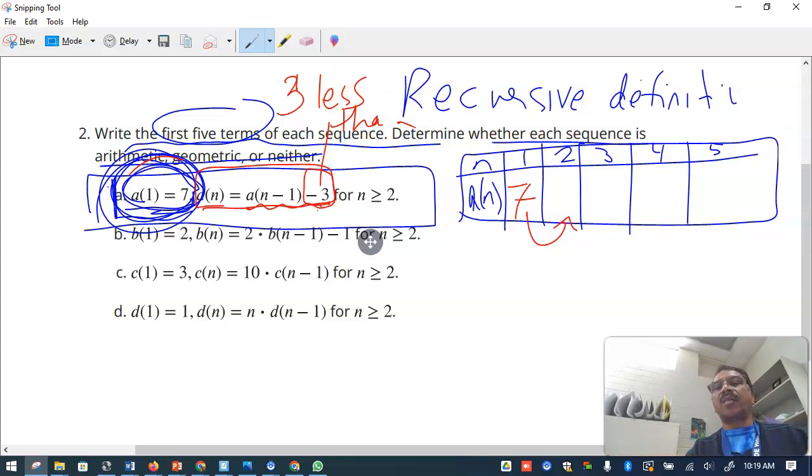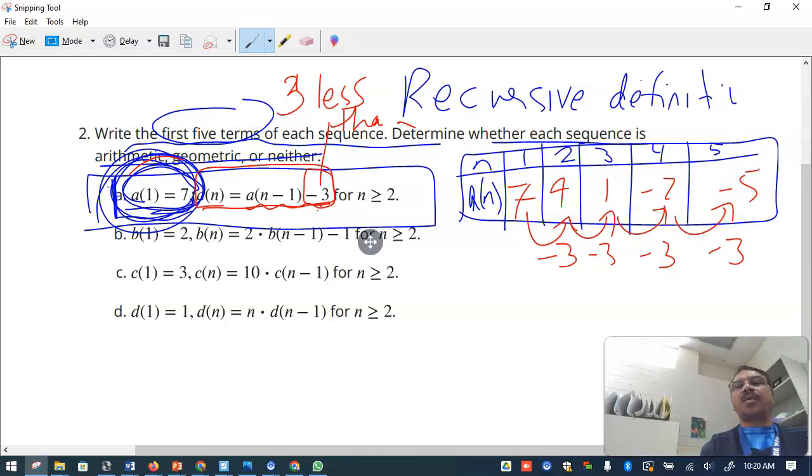So if it is 3 less, that means I have to subtract 3. So when you subtract 7 minus 3, you get 4. And again you subtract 3 and you get 1. Again you subtract 3, you get minus 2. Again you subtract 3, you get minus 5. And that's all you're supposed to write.